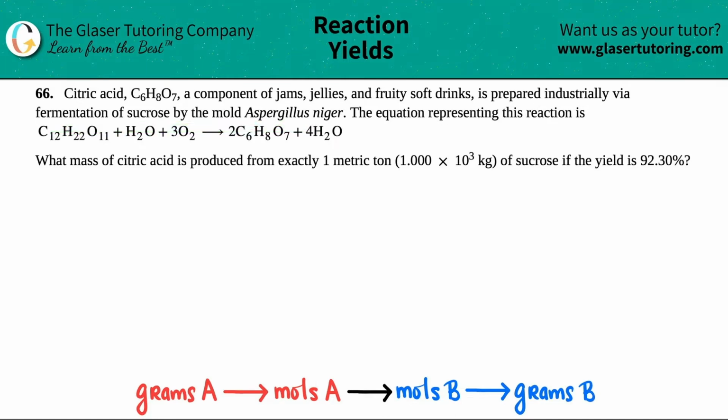So we have sucrose, which is C12H22O11, plus water, H2O, plus 3 O2s, which will produce 2 citric acids and 4 waters. What mass of citric acid is produced from exactly 1 metric ton, which is 1 times 10 to the 3 kilograms, of sucrose if the yield is 92.30%?